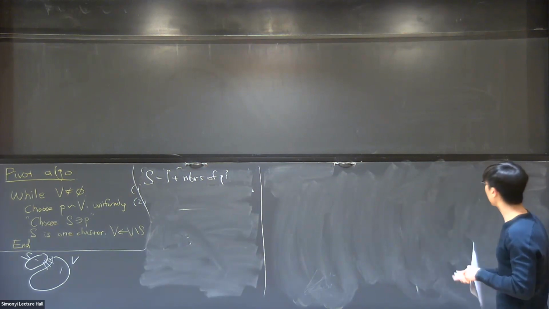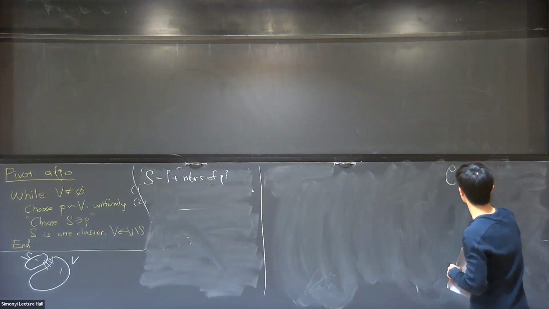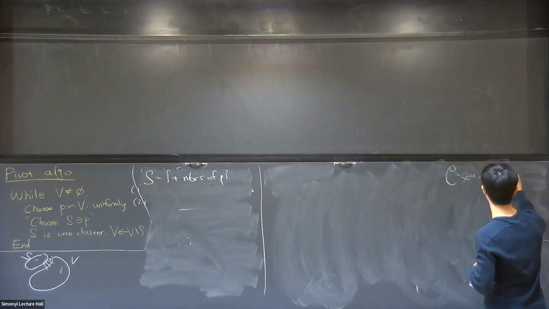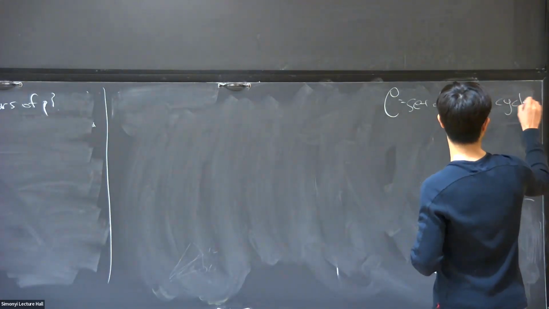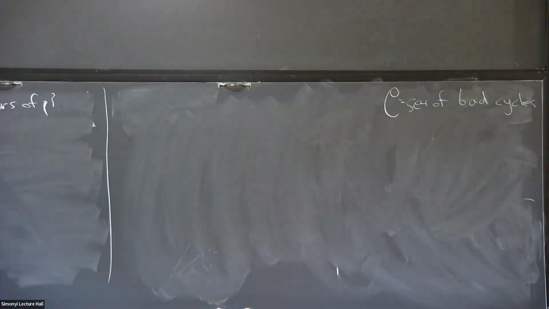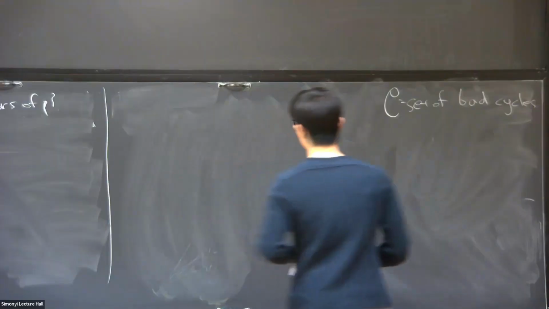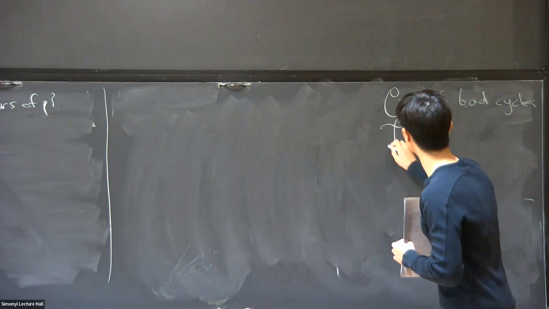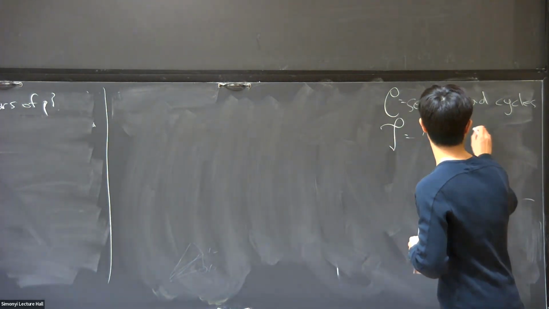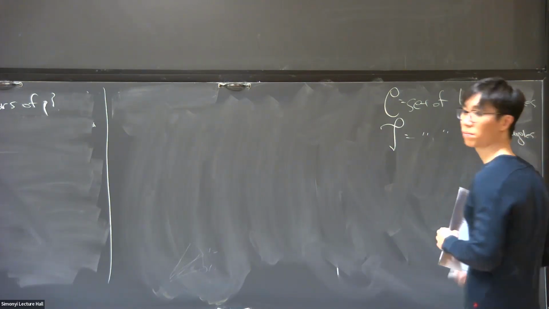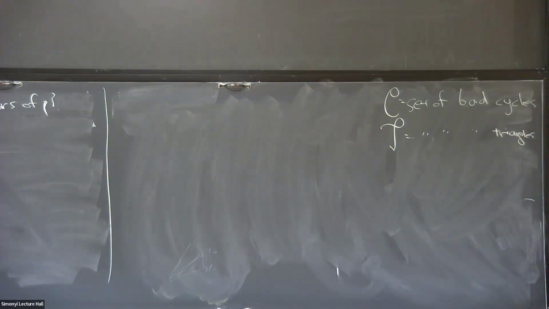Okay, so suppose script C is the set of all bad cycles. Bad cycles were defined a long time ago here. Sometimes we only want to look at the bad triangles, so let's say script T is the set of the triangles.